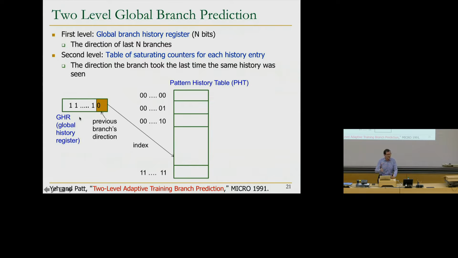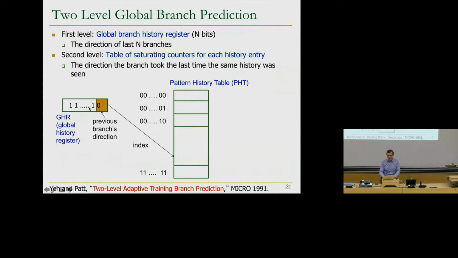So we're going to keep updating this history while the machine is running. If a branch is predicted taken, we're going to shift in a 1 to this, and then shift out the oldest outcome. If the branch is predicted to be not taken, we're going to shift in a 0 over here, and shift out the oldest one. So you keep updating this history. It encodes the directions of the last n branches. Okay? The second level, you have a table of saturating counters for each potential history entry, and this basically tells you the direction the branch took the last time the same history was seen.